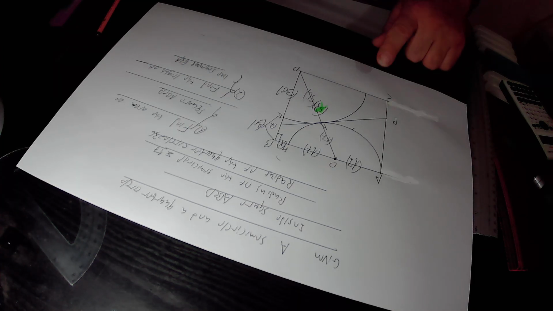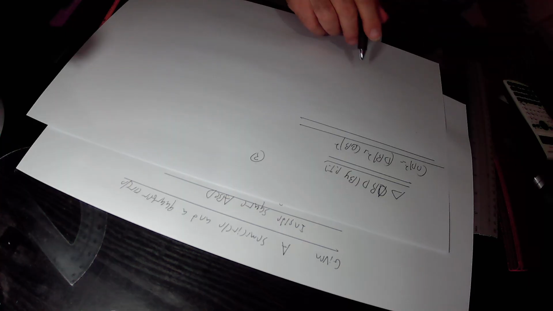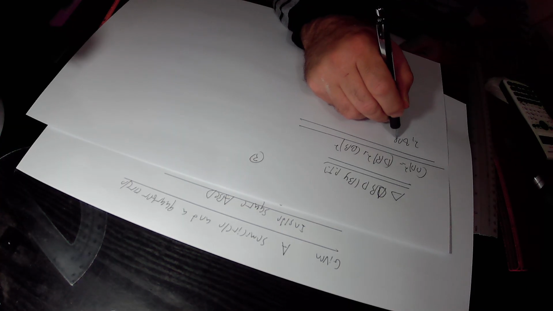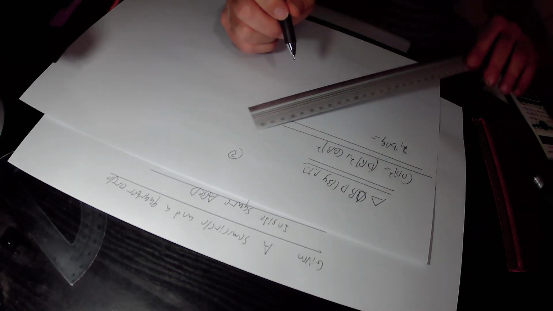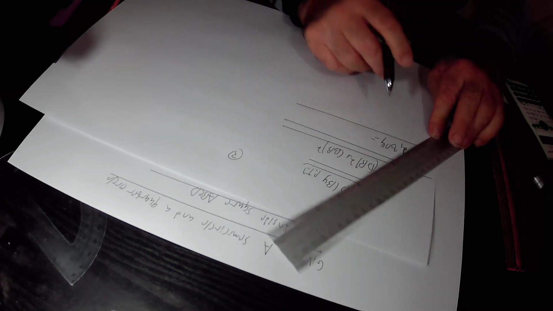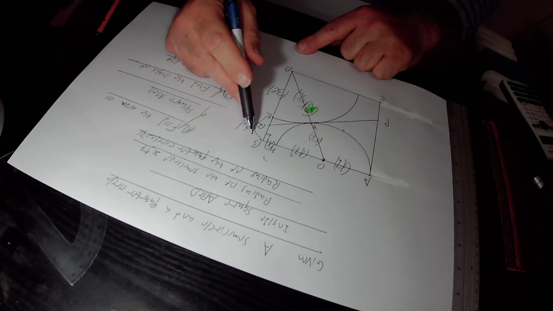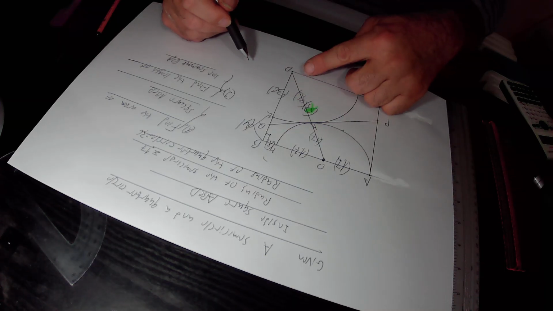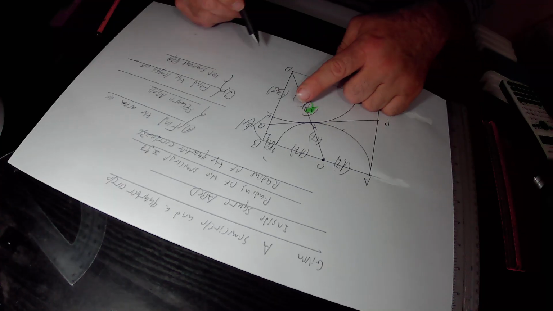So OD is 53, therefore OD squared is 53 squared. 53 squared is 2,809, and it equals DB squared. DB is y plus 36. Again, DB is y plus 36, therefore DB squared is y plus 36 all squared.